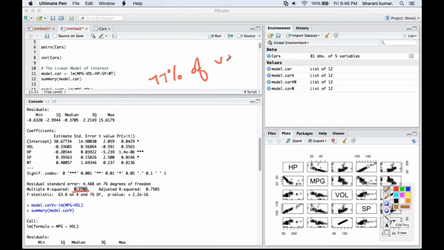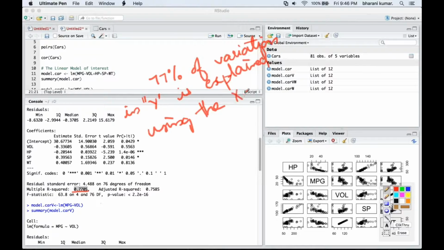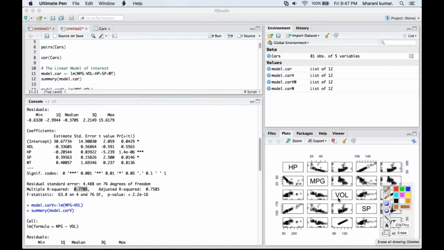77% of your variation in output variable y is explained using the inputs. 77% of variation in output is explained using inputs. That is the statistical explanation. You need to know statistical explanations anyways. So what is this adjusted R-square in that case? Let me tell you that. In reality, you need to look into both of these values. And if there is no huge difference, that means all is well.